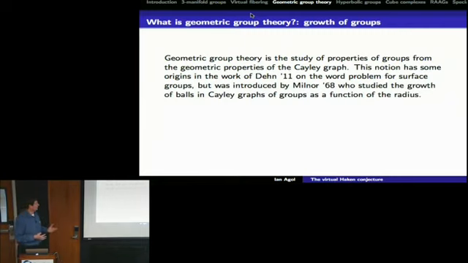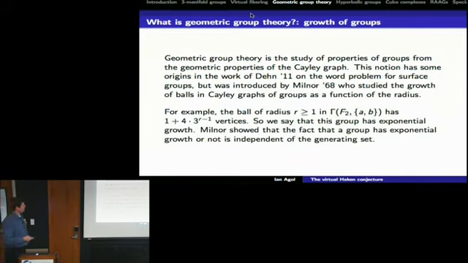This notion sort of originated with work of Dehn on the word problem for surface groups, but was, in some sense, studied by Milnor, studying the growth of balls in the Cayley graph of groups as a function of the radius. So, for example, in the free group, if we take the ball of radius R around the identity, then the growth of that will be on the order of 3 to the R. So we say that this group has exponential growth, and Milnor showed that this property of having exponential growth is independent of the generating set. If you chose some different set of generators, you still get exponential growth of the balls. The exponent might change, but the fact that it's exponential is independent of the generating set. And you can estimate how the growth of balls in one presentation versus another changes.